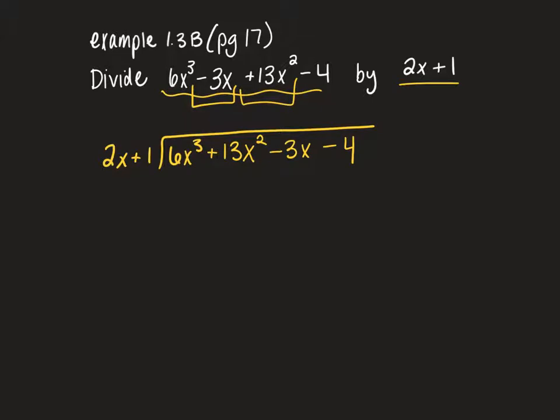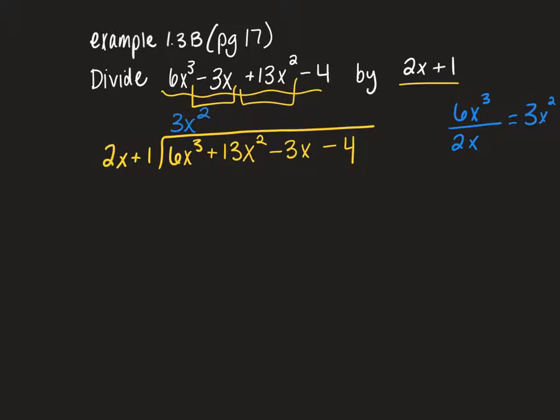All right, so our first step is we're going to take 6x to the third and divide it by 2x. So for right now, we're going to ignore our plus 1. So I'm going to kind of go over to the side here. So we've got 6x to the third divided by 2x. So 6 divided by 2 is 3. X to the third divided by x is x squared. So 3x squared is going to go here.